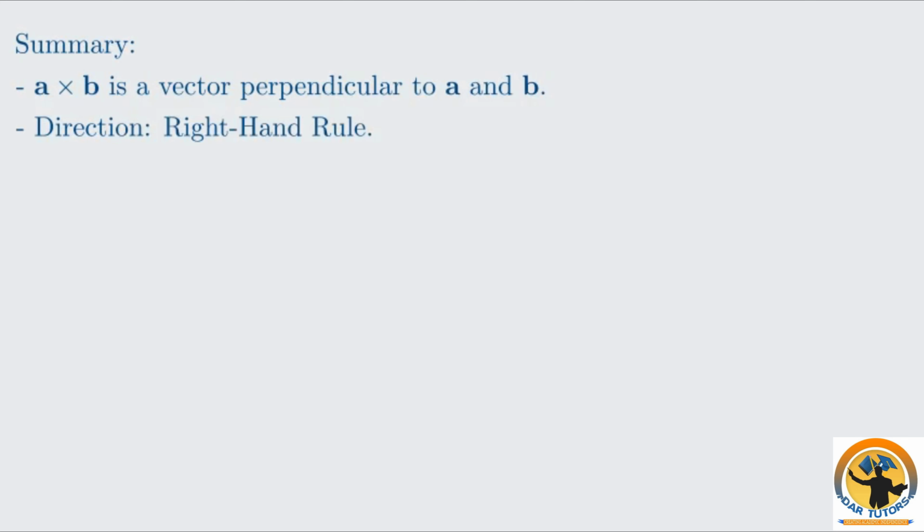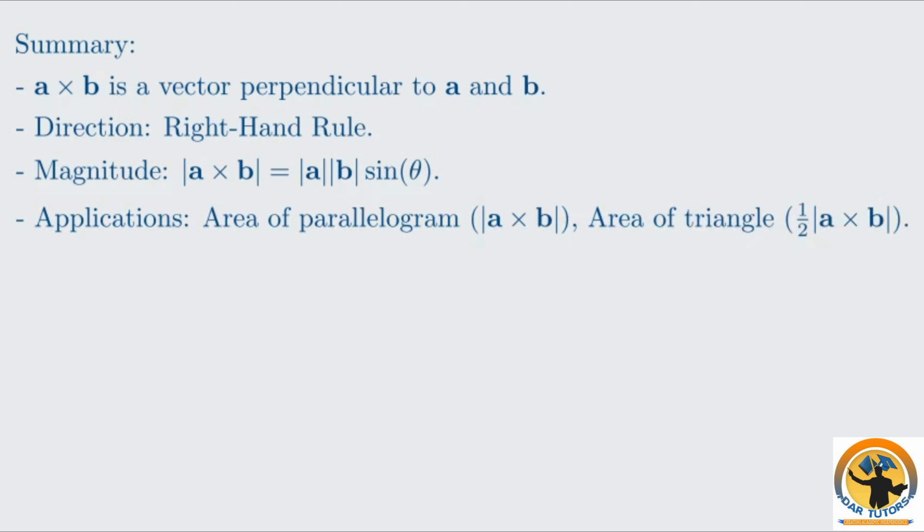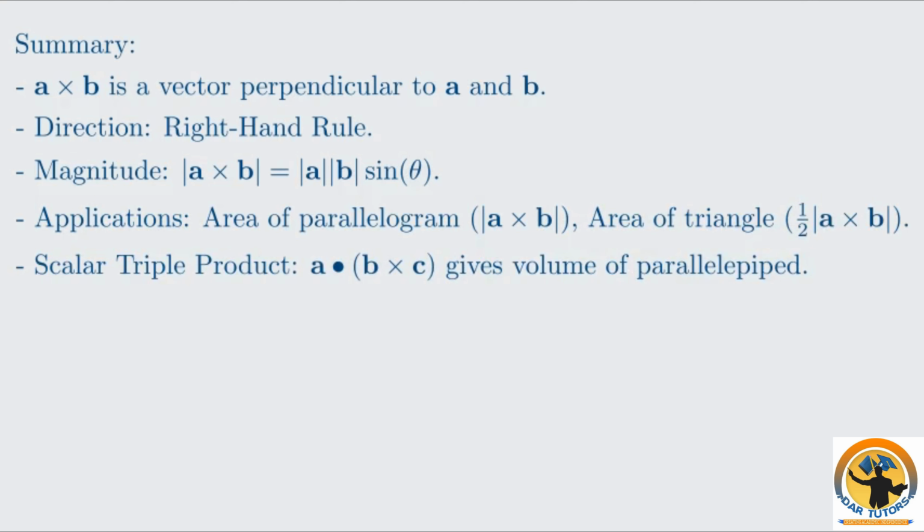Let's recap what we've learned. We've defined the vector product, learned how to calculate it using the determinant method, and explored its key properties. We've seen that the cross product of two vectors is a vector perpendicular to both, with its direction given by the right-hand rule. Its magnitude is |A||B| sin theta, which allows us to calculate the area of a parallelogram or a triangle. Finally, the scalar triple product gives us the volume of a parallelepiped, or a tetrahedron.